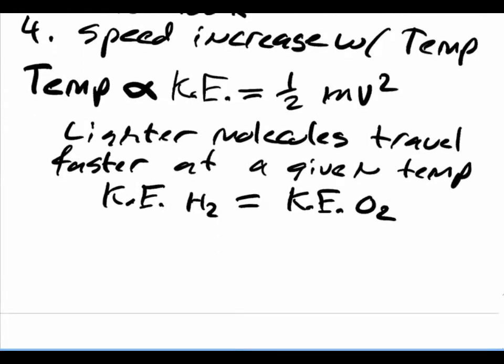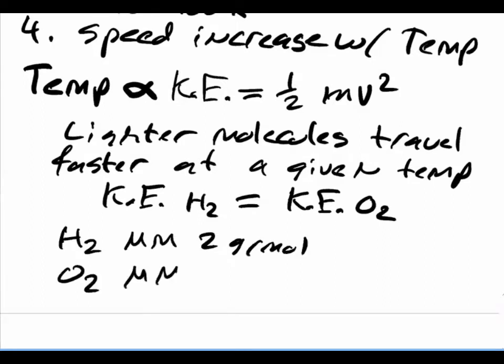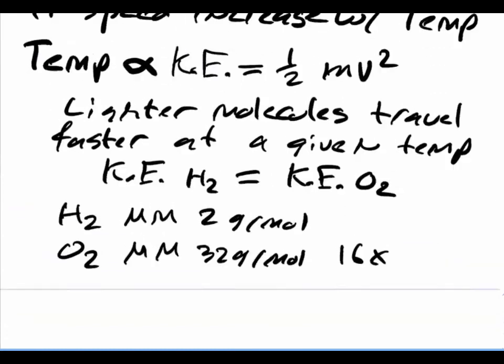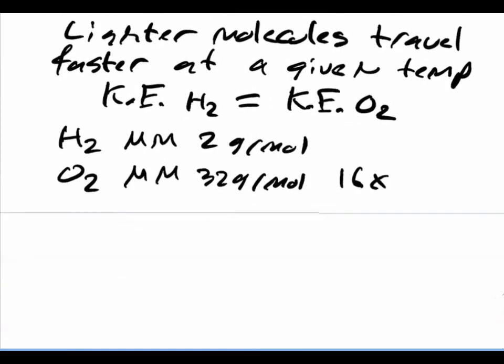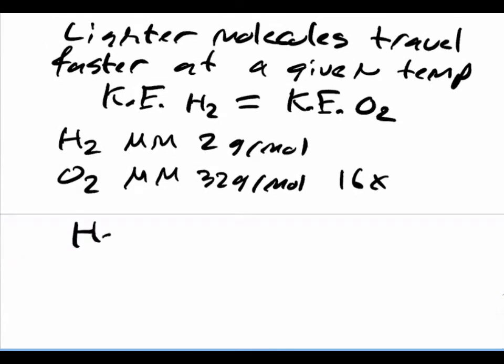Hydrogen has a molar mass of about 2 grams per mole and oxygen has a molar mass of about 32 grams per mole, which is about 16 times more. Because the kinetic energy is equal to 1/2 mass times velocity squared, the hydrogen would be going 4 times faster. Okay, so that's just a couple of postulates of kinetic molecular theory.